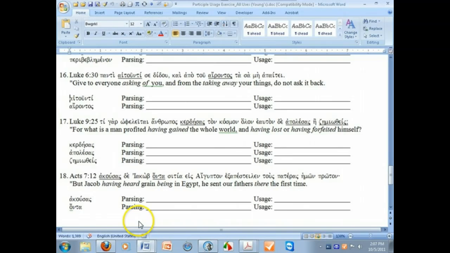Ontes. Ontes' parsing is present active, masculine singular accusative. No, I take that back.